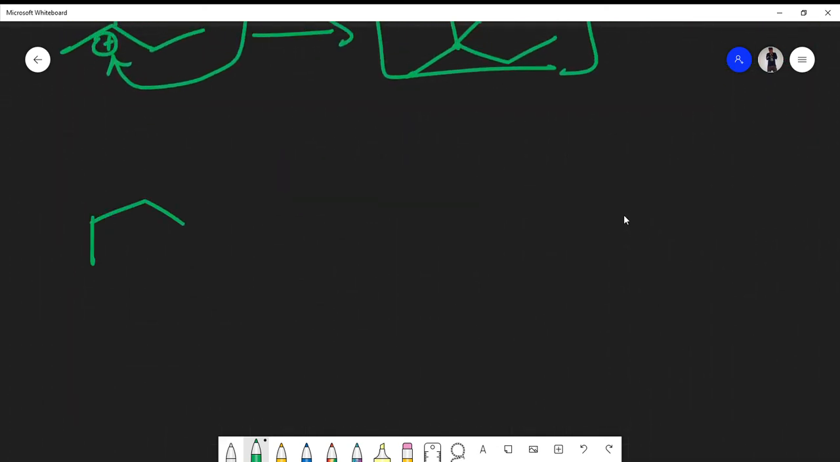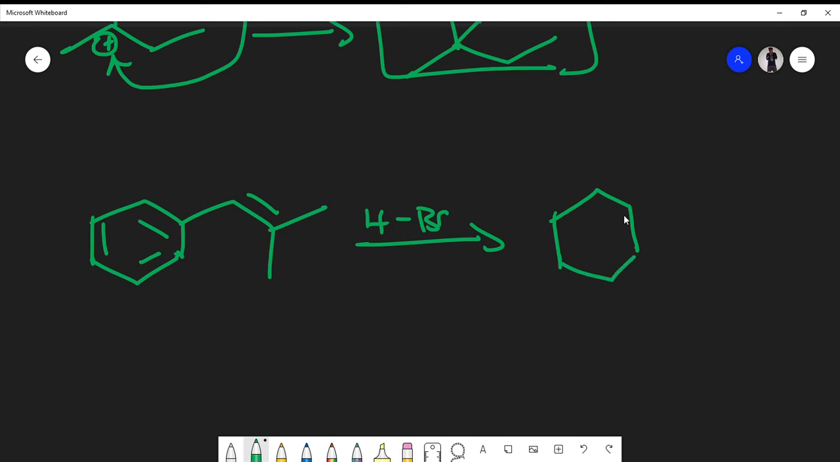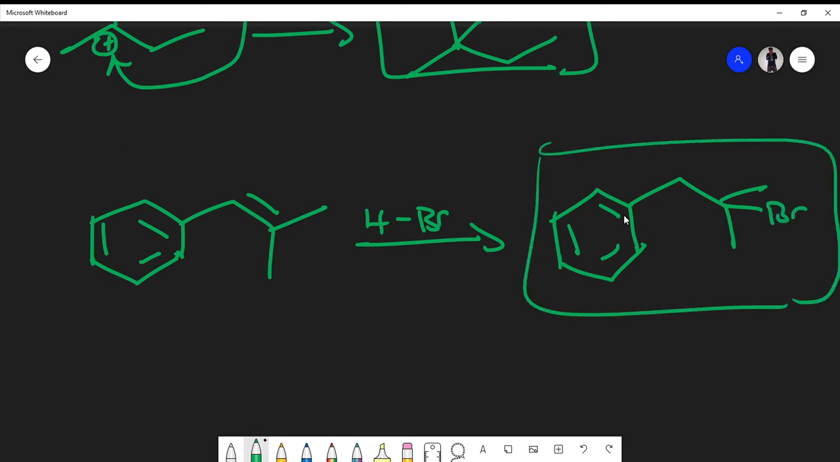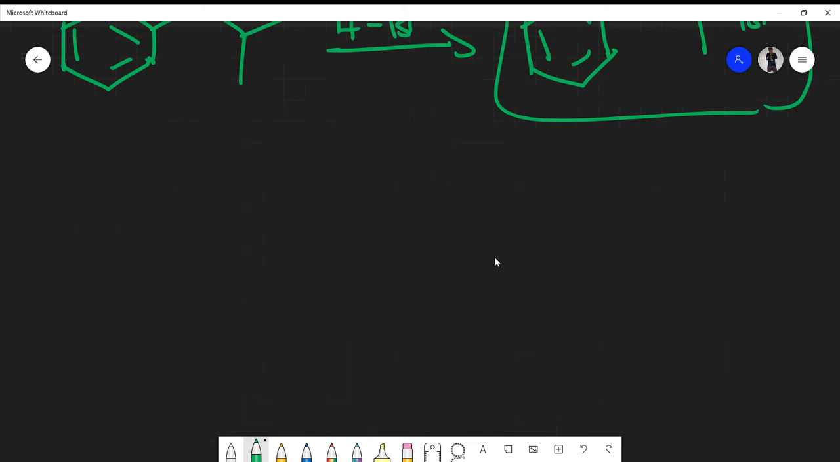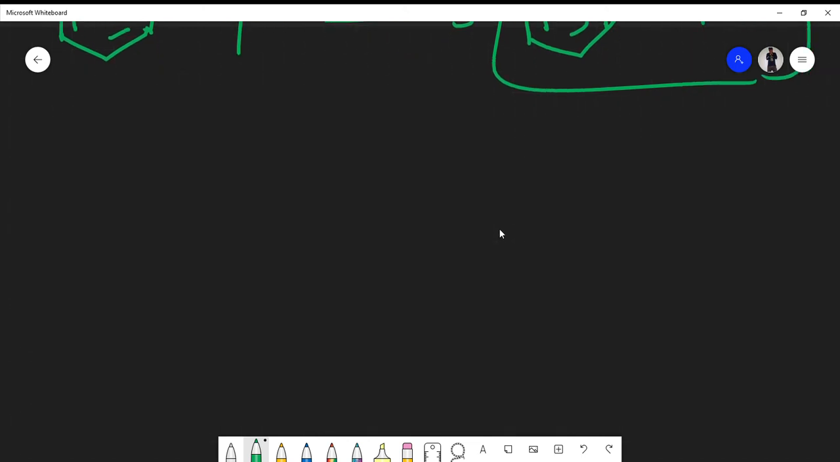What about this reaction? If you took this molecule and added HBr, what do you expect the product to be? The product of this reaction is this molecule. Hydrohalogenation. Let's go through the reaction mechanism.